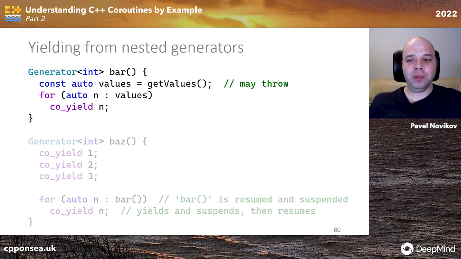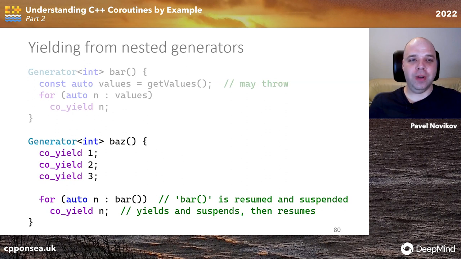Anyway, the penultimate part of this presentation is yielding values from nested generators. In this case, we have a generator bar that yields values that it gets from the getValues function and yields them one by one.